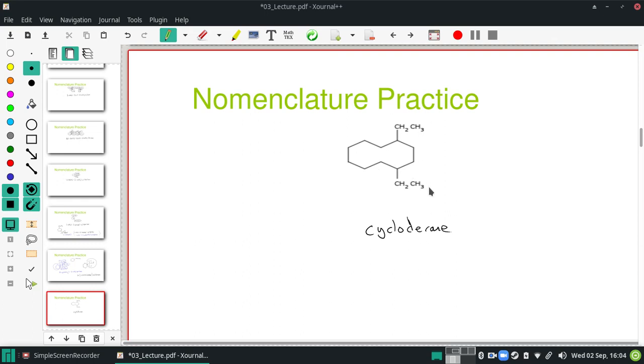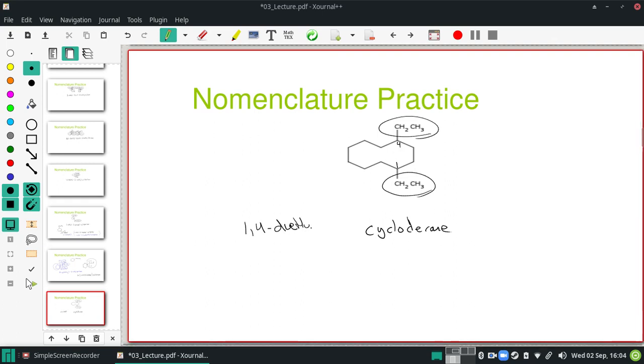All right, so these guys are just substituents off of that, and I'm going to number them easy. 1, 2, 3, 4. Shortest possible path. So I have a 1,4-diethyl, and there should be no space there. I just put out too much space. So 1,4-diethylcyclodecane.